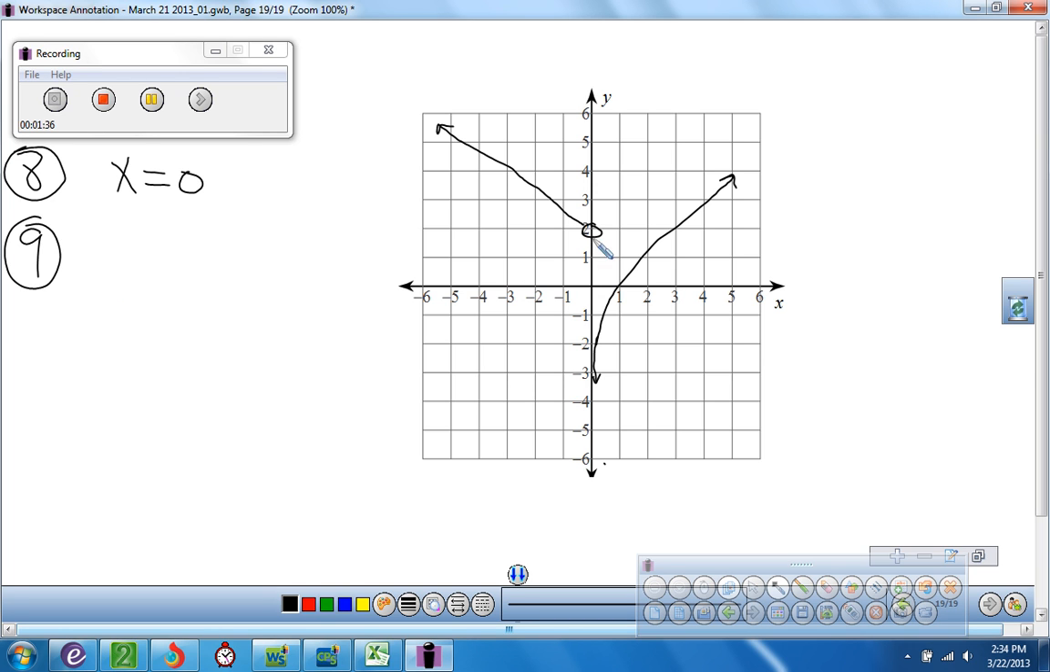Now the question, number 9, is it undefined? Yes, because here it doesn't exist on this graph at 0, and then this one never crosses 0. So this one is yes. There is a point of discontinuity that's undefined.